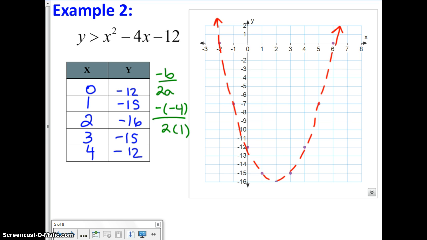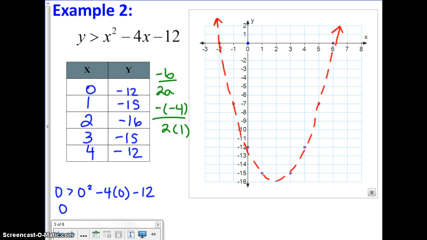Now I need to check and see where the shaded solution is, because my answer is not the parabola. It's either everything inside of it, or everything outside of it. So now, taking a look, I like to use 0, 0. You can't use 0, 0 if 0, 0 is on the parabola. In this case, it's not on our parabola, so we can use it to check. So plug in 0 for y and 0 for x.